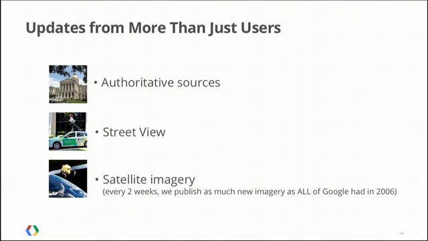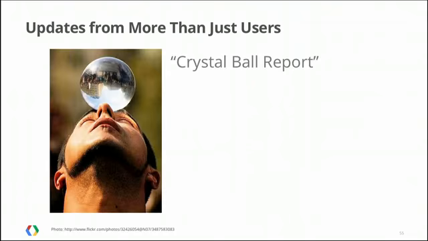And then satellite imagery and aerial imagery are constantly being refreshed. This is the other utterly amazing thing to me. Every 2 weeks, just every 2 weeks, Google publishes as much new imagery as all of Google had in 2006. That's how quickly we're updating the aerial and satellite imagery. So we regularly drop issues where we might not have a clear enough view of the intersection, and we go back then, when the imagery has updated, and fix the problem.